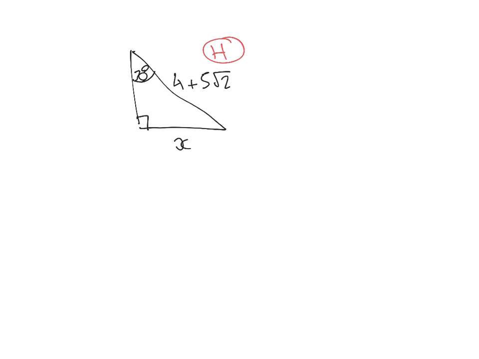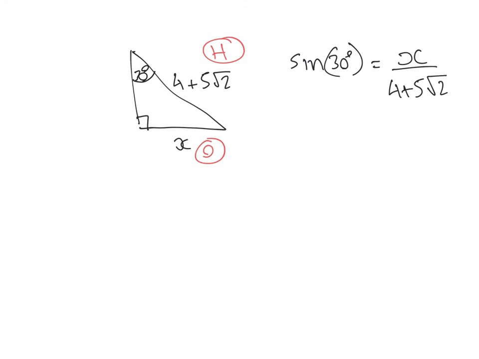And this is the opposite for 30 degrees, isn't it? So in that case, we know we're going to use sine. So we're going to be able to write sine of 30 degrees equals, so the opposite is x over the hypotenuse. So that's 4 plus 5 root 2. Okay, so a bit of rearranging now. So x equals 4 plus 5 root 2 times the sine of 30 degrees. And then we need to remember what sine of 30 degrees is.